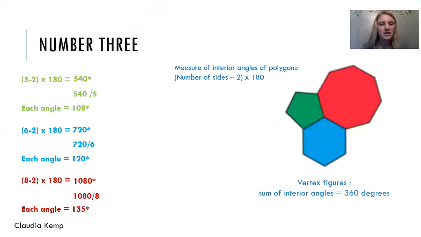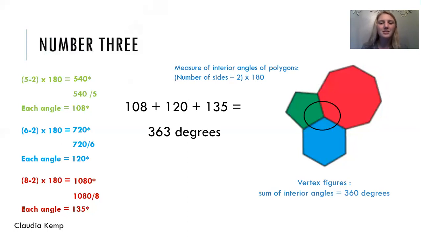But we want to know if this is a vertex figure. So we're going to look at these angles here to see if they equal 360 degrees. So we take one hexagon angle, which is 120, one pentagon angle, which is 108, and one octagon angle, which is 135, and we get 363 degrees. Therefore, it is not a vertex figure.